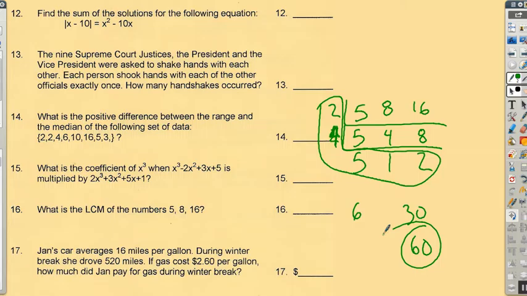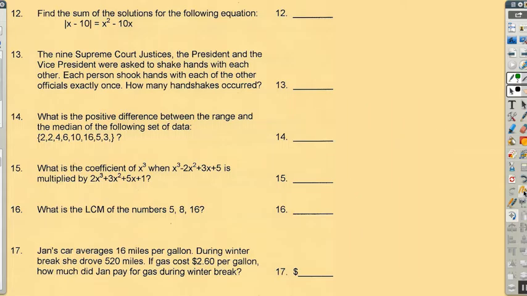Or maybe not. Oh, because I can't multiply, of course. So 2 times 4 is 8, not 6. 8 times 5 is 40. 40 times 2 is 80. All right. Number 17.